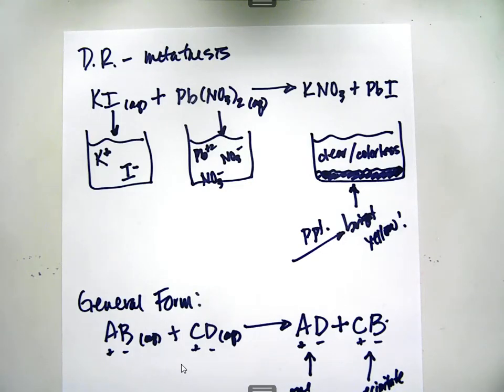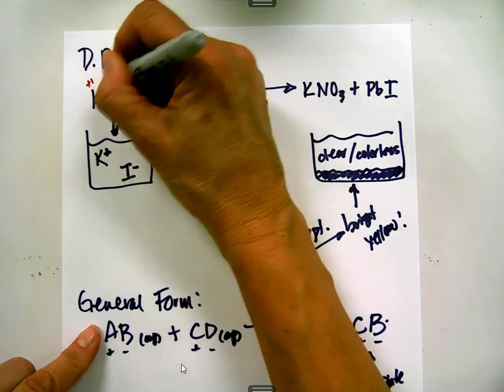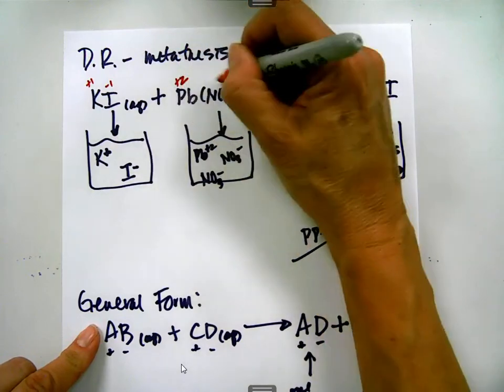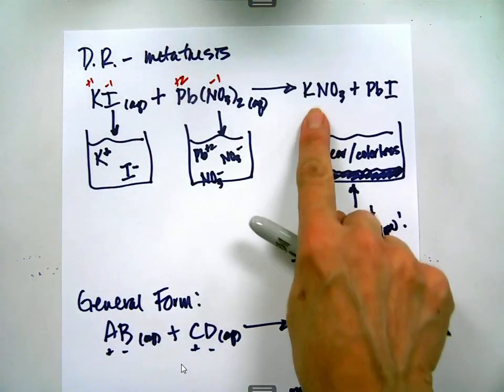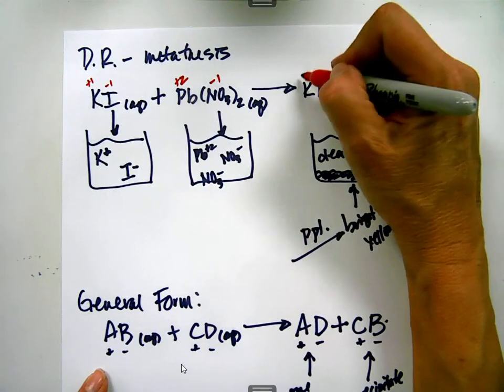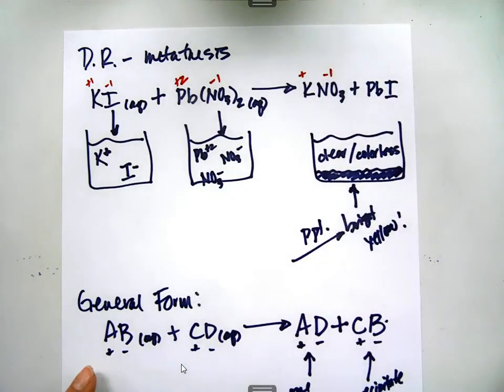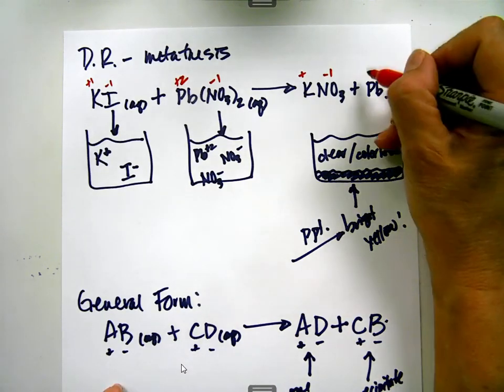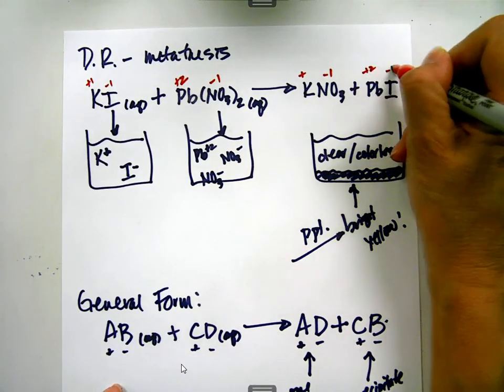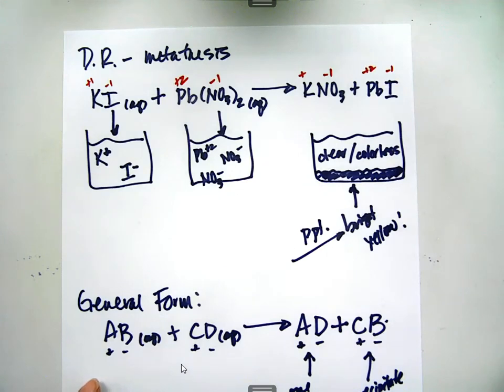So let's go ahead and put those in. So that's a +1, that's a -1, that's a +2, that's a -1. What's the formula for potassium nitrate? Since potassium is +1 and nitrate is -1, what should I do with that formula? I'm good. I'm just going to leave it as is, right? So I'm okay with the nomenclature. Lead, on the other hand, lead has a +2. Iodine's -1. What's the correct nomenclature for lead iodide?